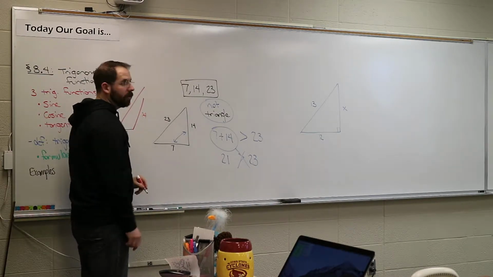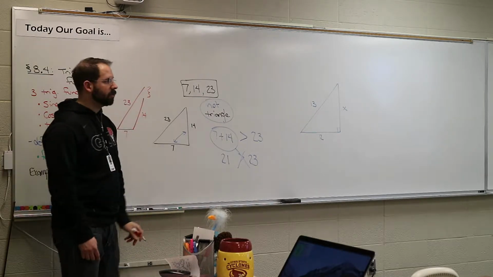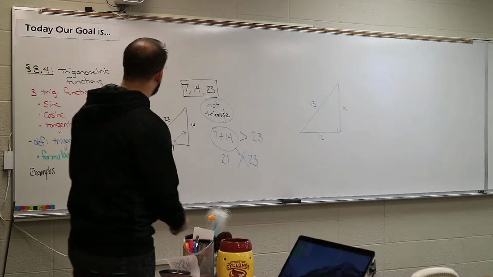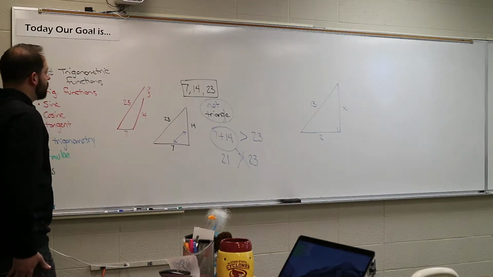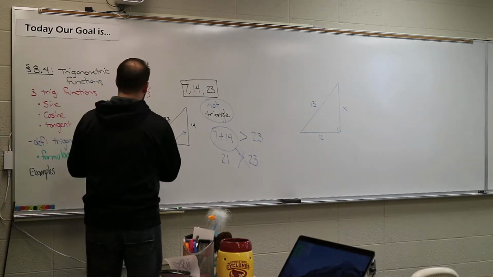This would probably be the more accurate drawing, where there is a gap here. It's not even touching, and it won't, because it's not a triangle. So that's the accurate drawing. Now, to make it an actual triangle, let's say I shorten it up a little bit.